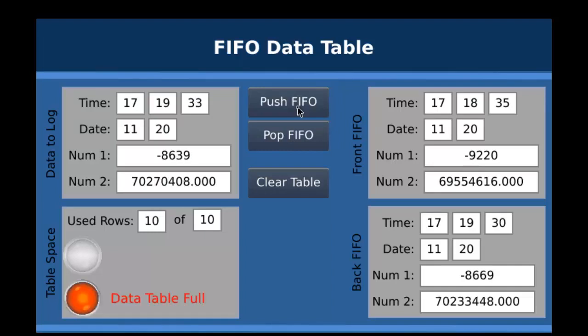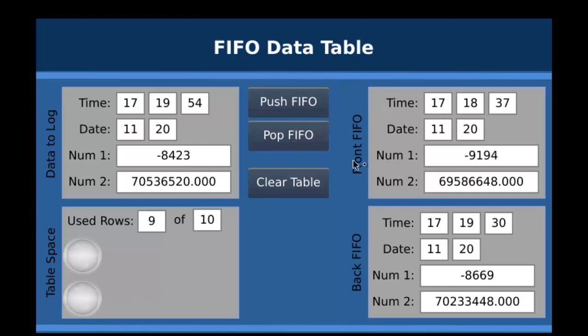When the table is full and push is pressed, new information cannot be written. A pop function will have to be performed first. So if I try to push more information into it, see it's going to be around 40, 41, 42. Information cannot be stored into the back of the table where it's been stored previously. I would have to perform a pop operation first.